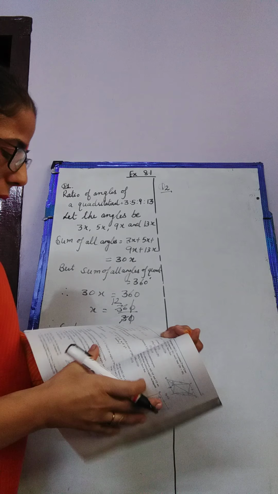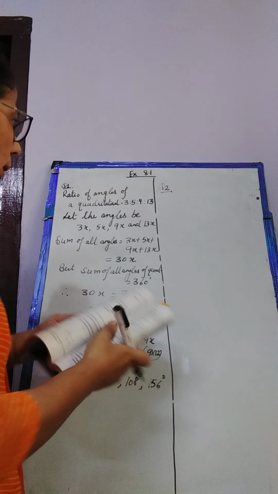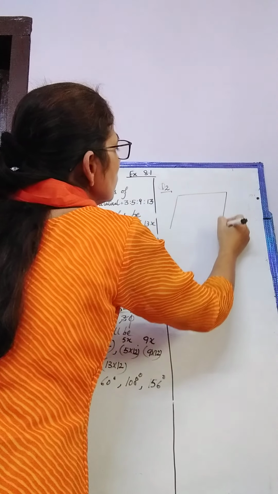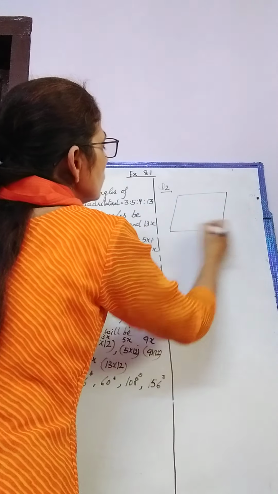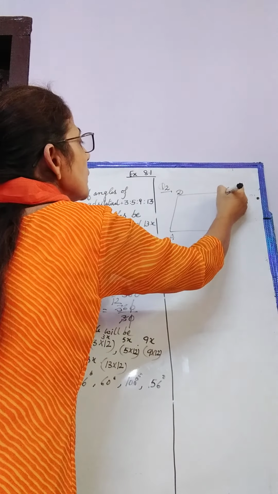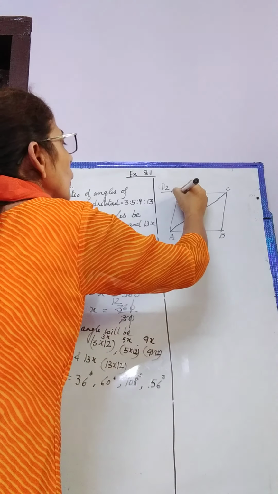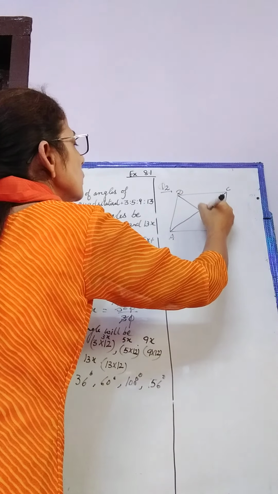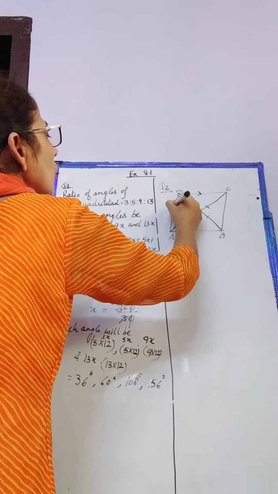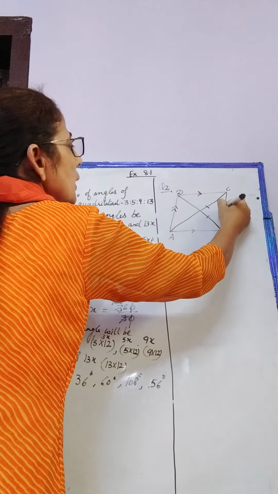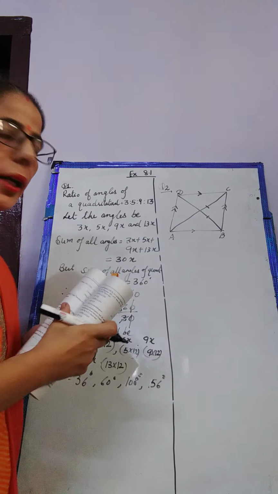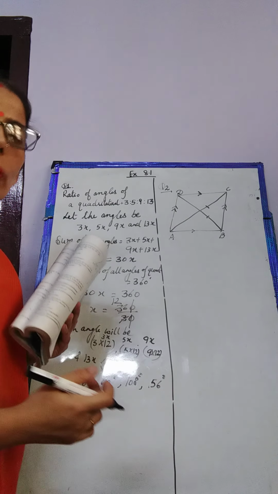What is given? The diagonals of the parallelogram are equal. This is a parallelogram. ABCD is a parallelogram and it is given its diagonals are equal. This is the symbol of a parallelogram. These arrows represent that this line is parallel to this line and this is parallel to this side, right? Parallel and of course equal also.